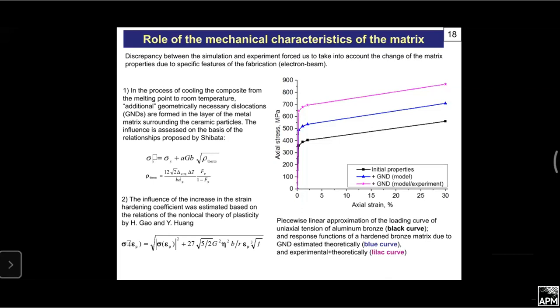Theoretically, according to Shibata, Gao and Huang, the response function of the matrix should be like the blue curve. But experimentally, we observed even greater hardening of the matrix. So we tried another variant of the response function, indicated by the lilac curve.